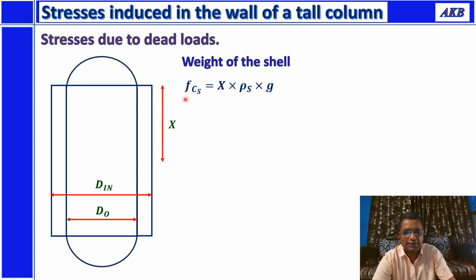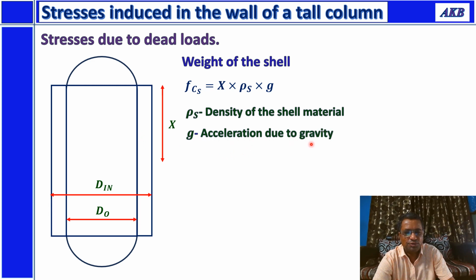So for that distance, the weight of the shell up to this distance induces a stress that is given by this equation. fCS is equal to x into rho s into g, where you know rho s is the density of the shell material, g is acceleration due to gravity, and x you already know what that is.